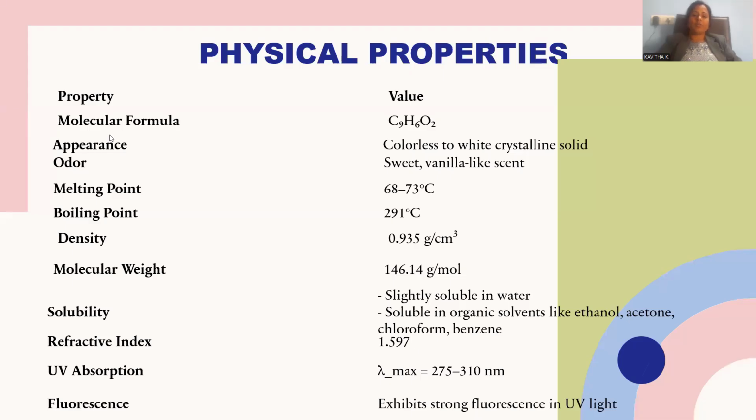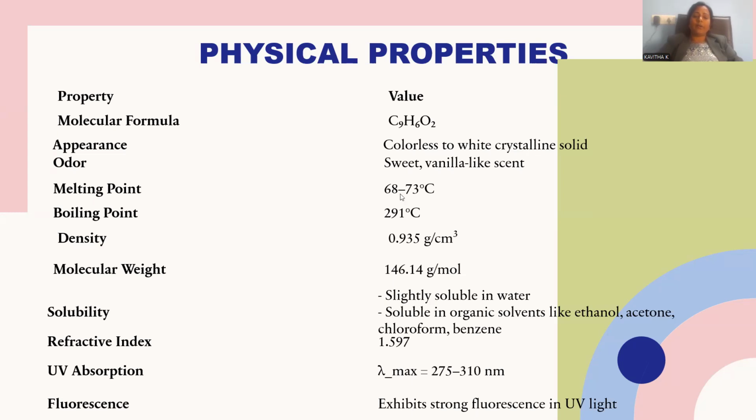Physical properties: the molecular formula is C9H6O2, right? 9 carbons, 6 hydrogens, and 2 oxygens take part in this skeleton of the coumarin. It appears like a colorless or white crystalline solid. It is a solid substance having a sweet vanilla-like scent, a perfumery odor. It is a vanilla odor molecule, and the sweet smell is also given for this compound.